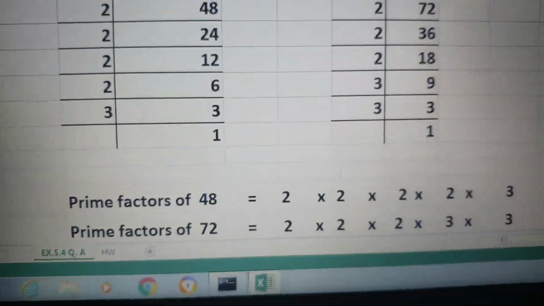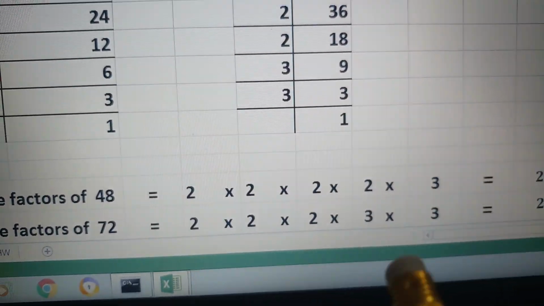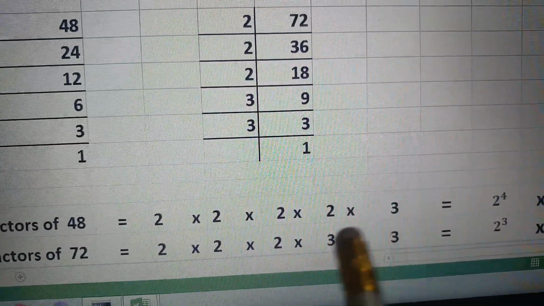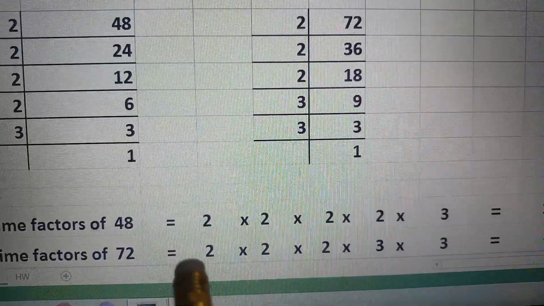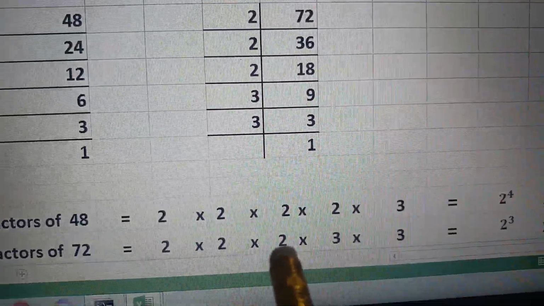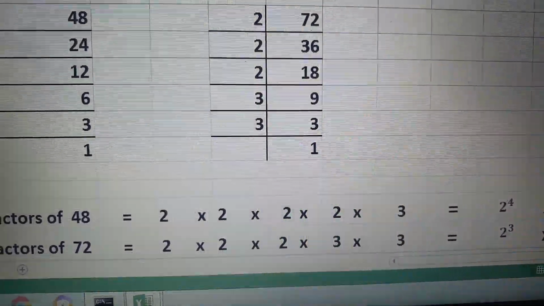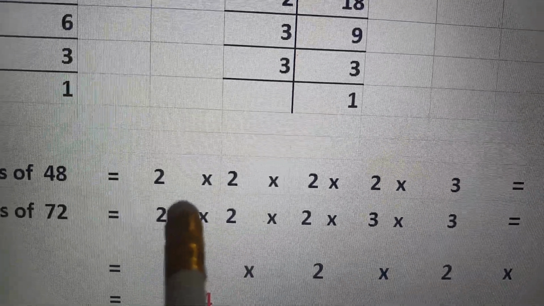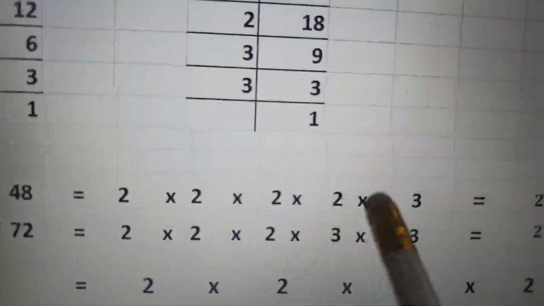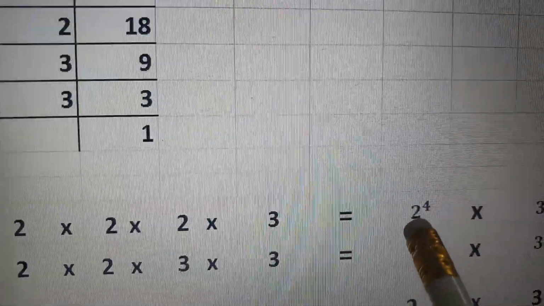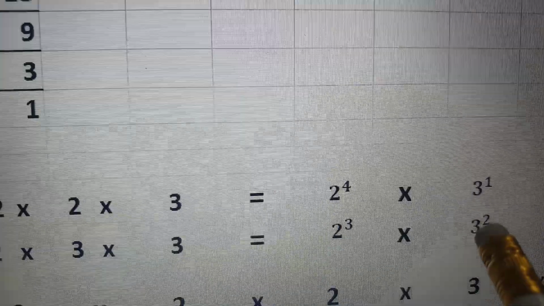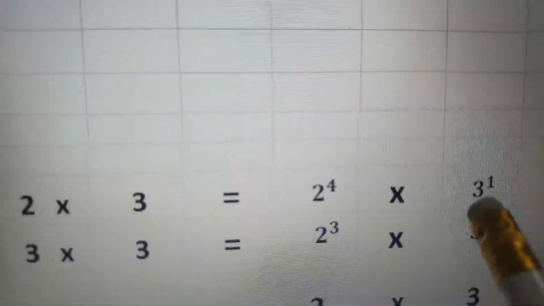So the prime factors of 48 are 2 into 2 into 2 into 2 into 3. The prime factors of 72 are 2 into 2 into 2 into 3 into 3. Now we see how many times 2 appeared here: 1, 2, 3 and 4. So we'll write 2 power 4 because 2 appeared 4 times. And how many times did 3 appear? 1 time. We'll write 3 power 1.